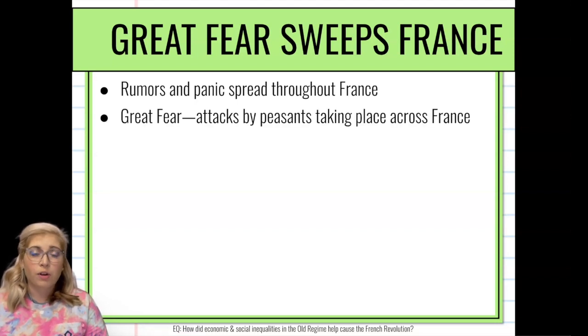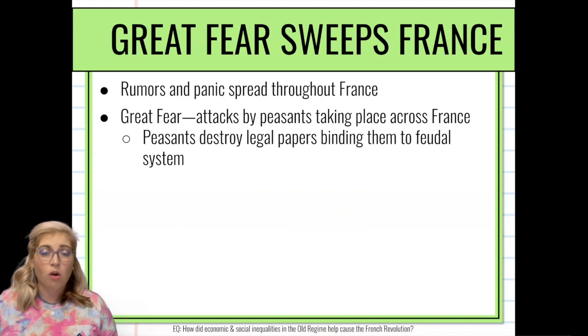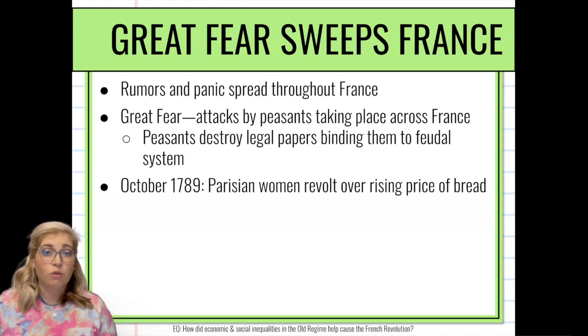that's spreading through France like wildfire. This time period also becomes known as the Great Fear because we have attacks by peasants taking place all across France. They destroy all the legal papers that bind them to that old school feudal system. And by October of 1789, we have women who are revolting because the price of bread had just skyrocketed. And peasants are literally starving in the street.